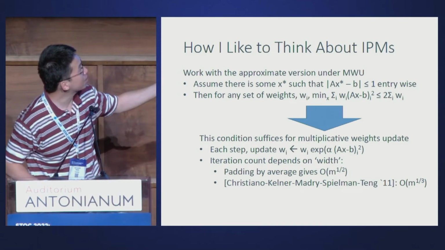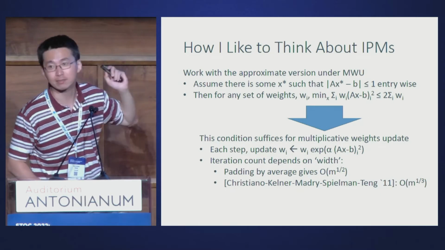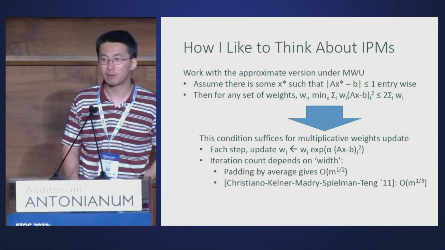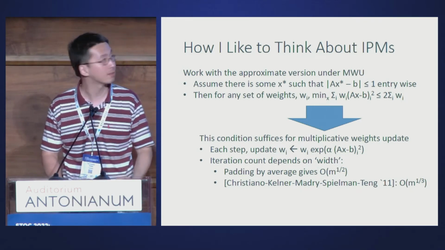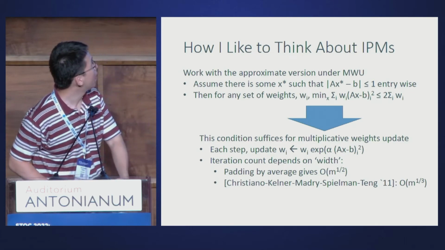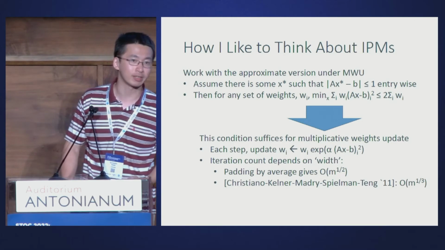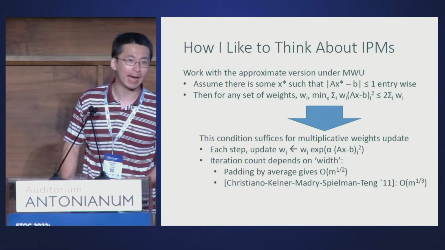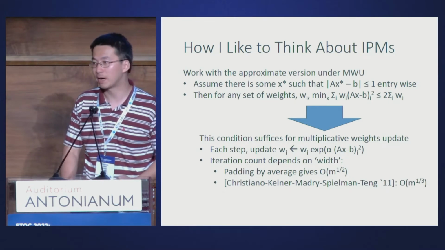You just take a step of size alpha, and you just compute (Ax minus b)_i squared, and you multiply the w's by that. So you get a multiplicative weight update, where each iteration you're just changing the w_i's. And if you pad, there's some padding that I'm ignoring here, but the standard way to pad is you just add the average of the w's to everybody. And this is a much nicer one to think about for a whole bunch of reasons.